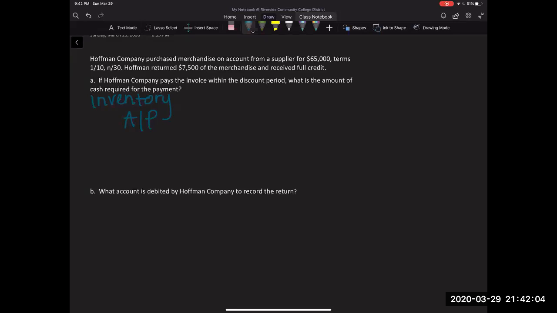So to calculate this, we're going to do the 65,000 times 99%, right? Because the discount is 1%, so that's what we do not have to pay. If we multiply this times 99%, we come up with an amount of $64,350, okay? So that's going to be my inventory debit of $64,350 and my credit of accounts payable, my IOU, I promise to pay you later, okay? All right, so that's what that looks like.